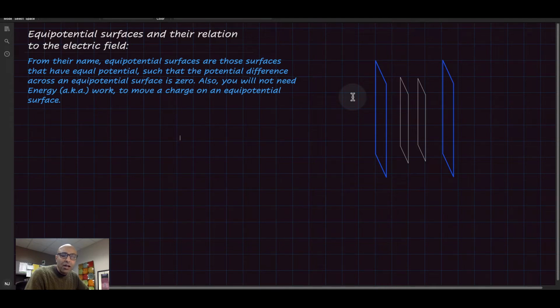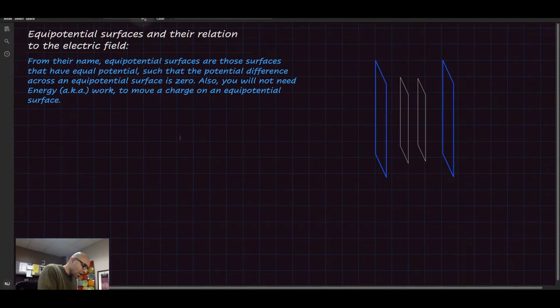Hello everybody. We will be talking about equipotential surfaces and their relation to the electric field. So what is an equipotential surface? From its name, an equipotential surface is the surface that exists within the vicinity of an electric field but has the same potential on it. So the potential difference on that surface is zero.